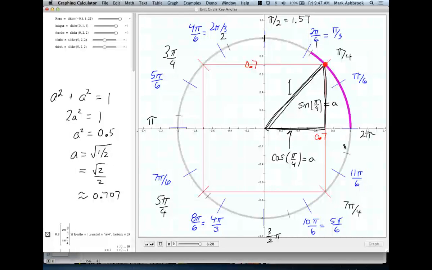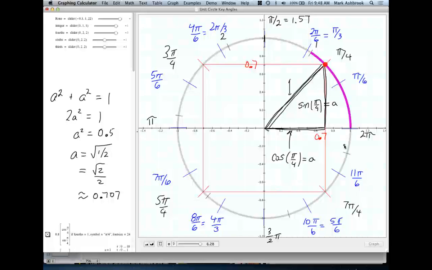Okay, and so now we didn't just learn a sine and cosine for 1 point, we actually learned a sine and cosine for 4 points. Because by symmetry, the square that I've drawn, so what is the cosine of 3 pi over 4? It's going to be negative because we're to the left, but it's going to be the same value. So the cosine of 3 pi over 4 is negative radical 2 over 2.